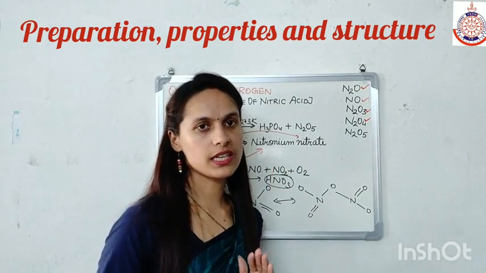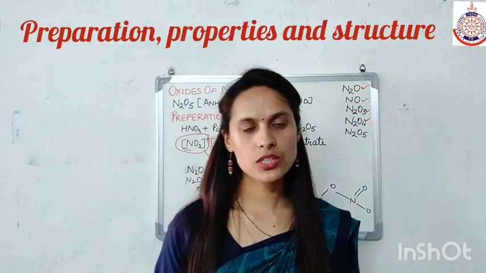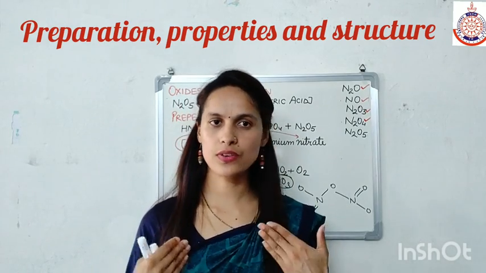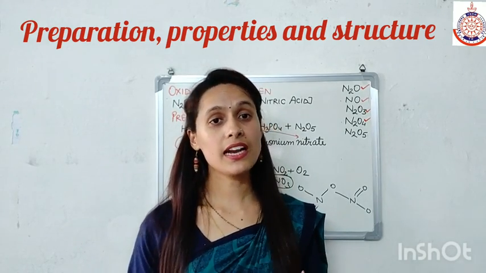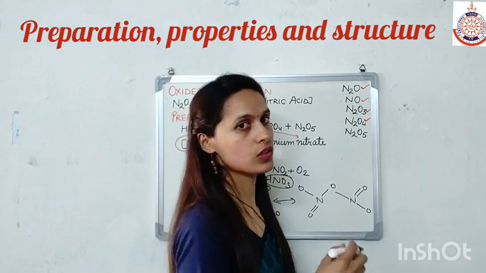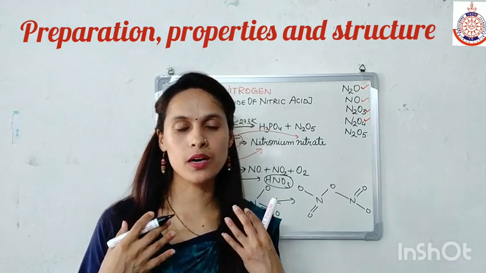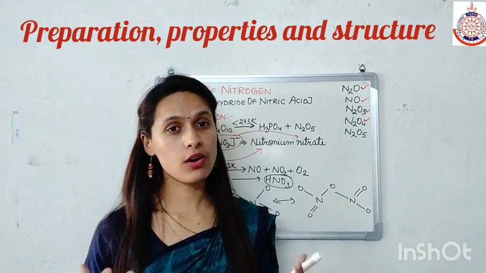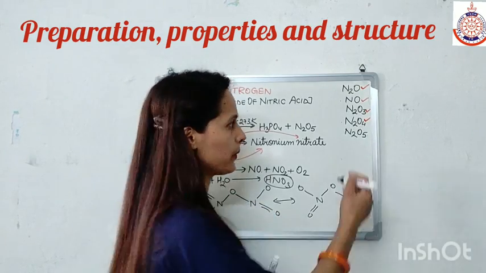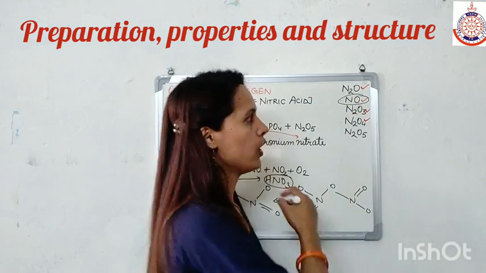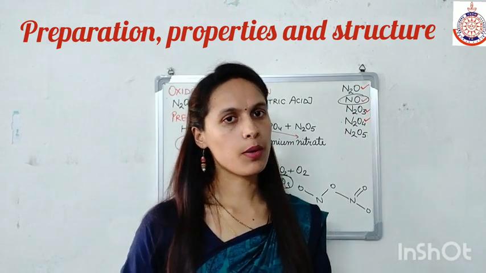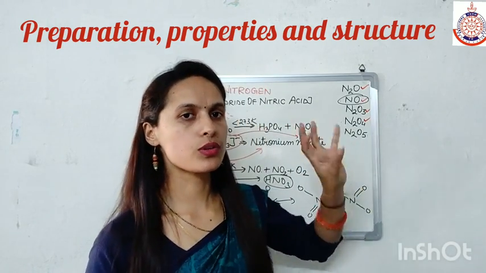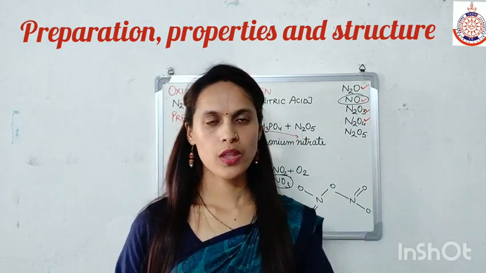So we have studied the preparation, properties and structures of different oxides of nitrogen, and we studied that the most important oxide of nitrogen, which has the majority of the uses and the majority of the chemical properties, is our NO. So NO has a number of chemical properties, while others are useful also, but the most useful oxide is NO.